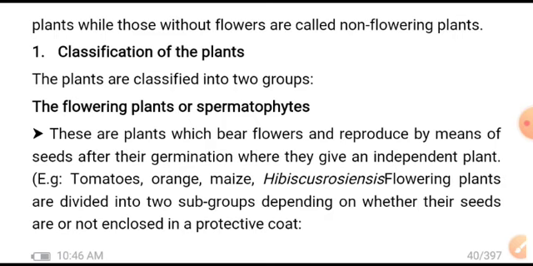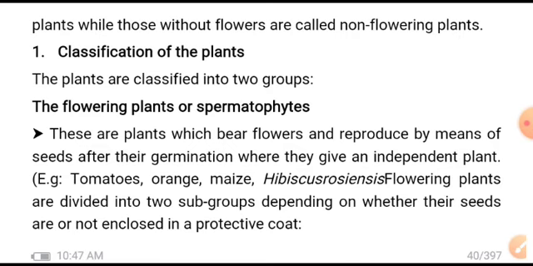So, classification of plants. The plants are classified into two groups: the flowering plants, or spermatophytes, and the non-flowering plants. Spermatophytes are those plants that have flowers. These are plants which bear flowers and reproduce by means of seeds, which after germination give independent plants. For example, you have tomatoes, orange, maize, hibiscus, and they are divided into two subgroups depending on whether the seeds are enclosed or not enclosed in a protective coat.